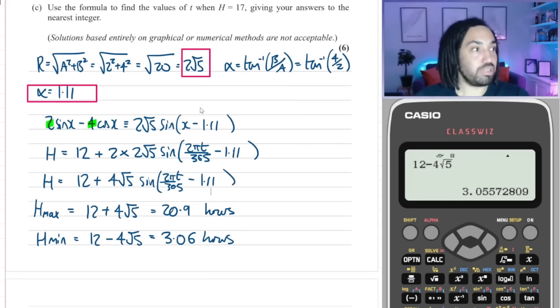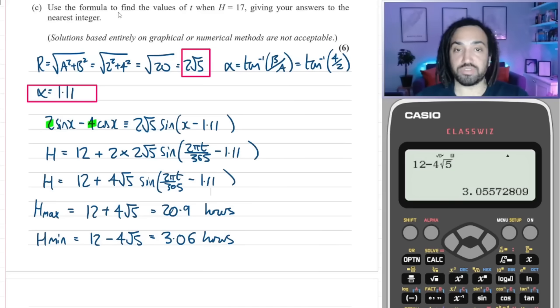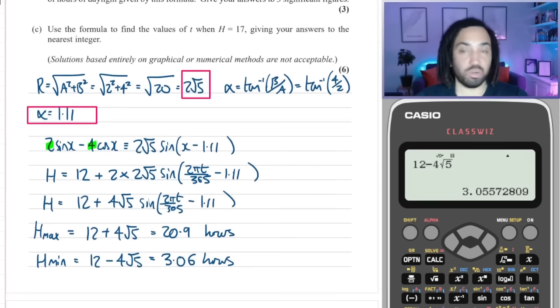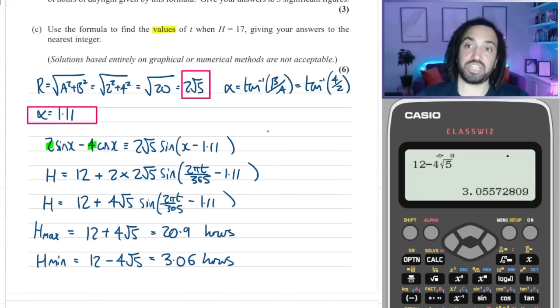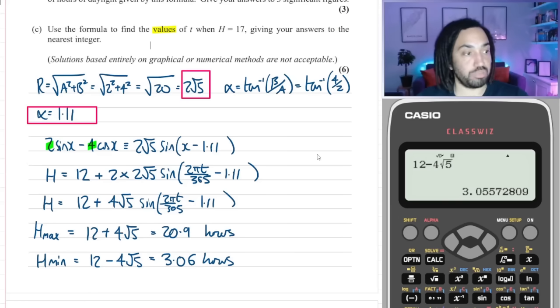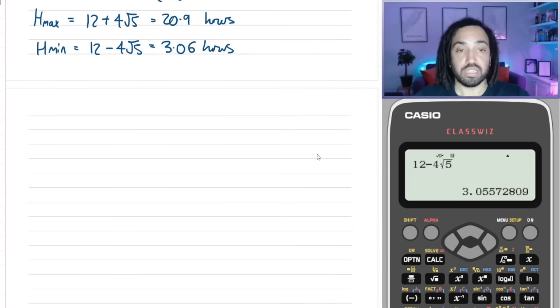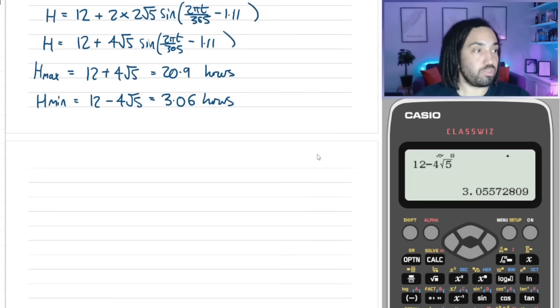Okay, part C. Use the formula to find the values of t when h is equal to 17. Give your answer to the nearest integer. Again, one of the most important words in the whole of your paper is this one, value or values. So it gives you an indication of how many answers you should be expecting. Okay, so where's that formula for h?